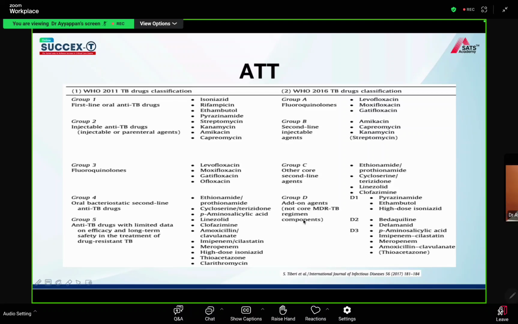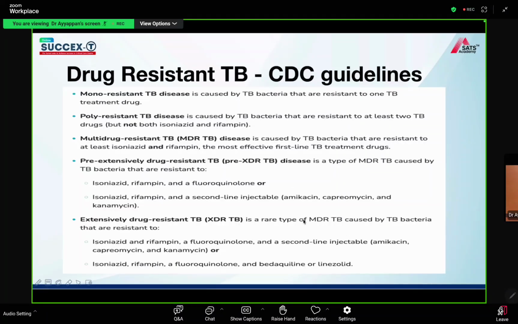The 2016 updated classification is based on the treatment for MDR TB. So you won't find isoniazid or rifampicin in it. Group A is going to be fluoroquinolones, again good sterilizing as well as bactericidal activity. Group B, again good bactericidal, no sterilizing activity. Group C is going to be your second line agents, the group 4 drugs, and group D is subdivided into D1, D2, and D3, which includes pyrazinamide and bedaquiline. So we will see about it in a later slide.